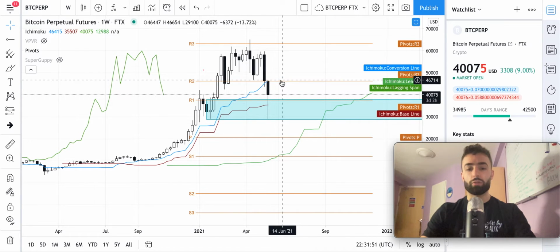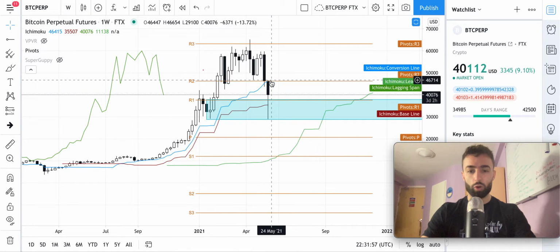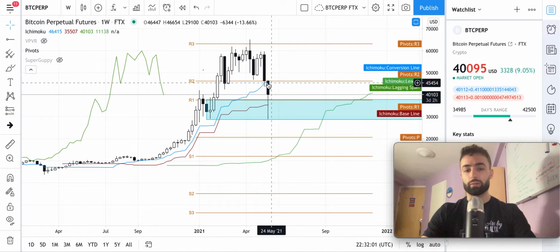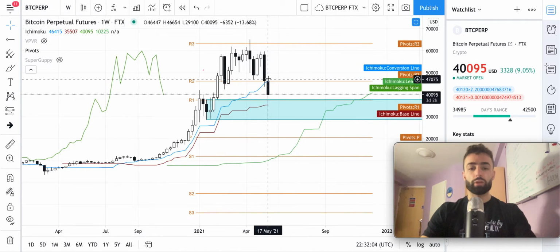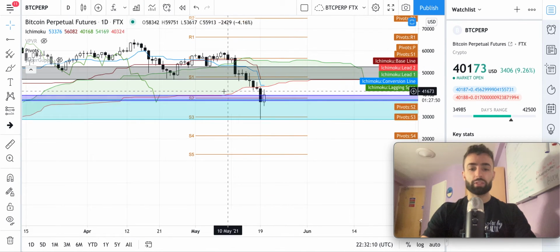This R2 level, if we close below that, might end up being a resistance level, so we'll see what price action we get there. But the open of the candle is so close to the R2 that honestly I don't think I'm really concerned about that. We're really concerned with this weekly low right here from April 19th. So let's go to the daily time frame and see what we're dealing with here.